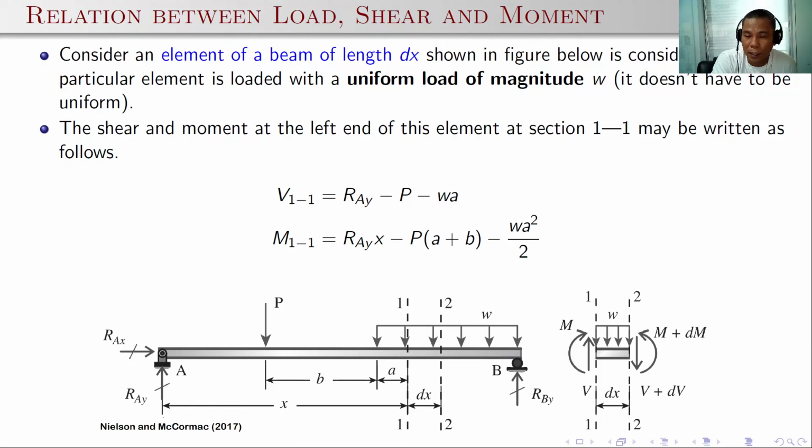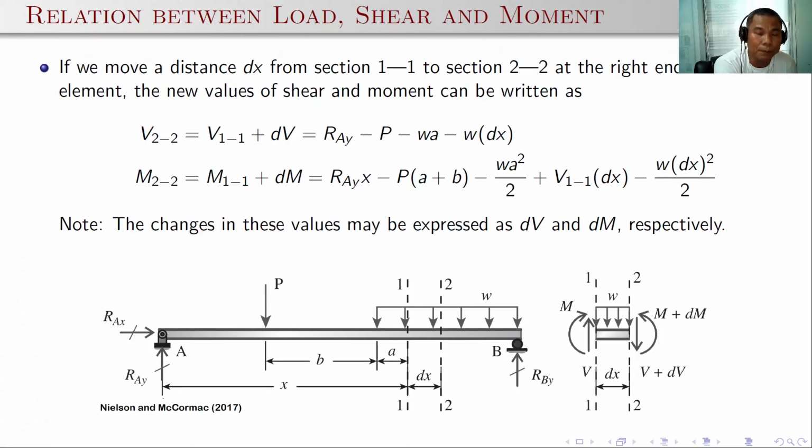So the shear at section 1-1 is simply equal to V minus this portion, or simply V1-1, the shear at section 1-1, is equal to the left-hand side reaction R_Y minus the load P minus w times the distance a. And to compute for the moment, we have R_Y times the distance x minus the loading P times the distance b plus a, minus this uniformly distributed load w times the distance a times 1/2 of a. So these are the shear and moment functions on the left of section 1-1.